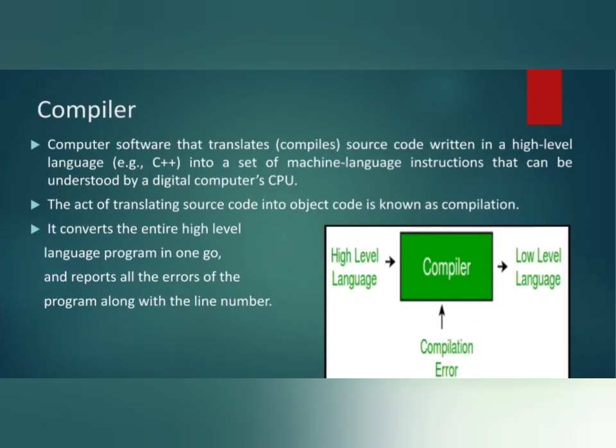Next we come to compiler. Now see, compiler is mostly used in C++ programming. So what is a compiler? It's computer software that translates or compiles source code, written in a high level language, for example C++ programming, into a set of machine language instructions that can be understood by a digital computer CPU. The same definition as before: it translates high level to machine language, correct?